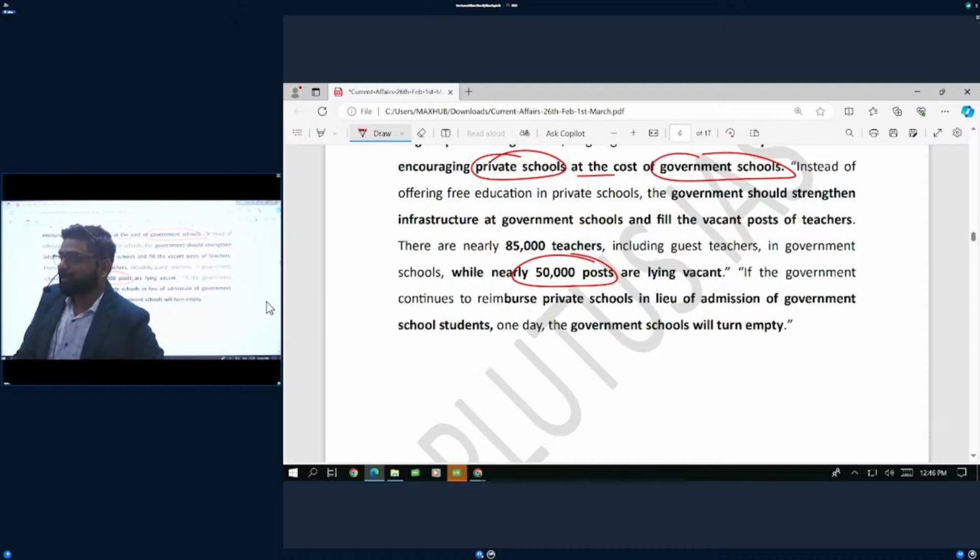प्राइवेट स्कूल कैसे प्रमोट होंगे? If you will have more teachers in government school, then government schooling will improve. Then how would you promote private schools? यही रीजन है why more doctors are not recruited.